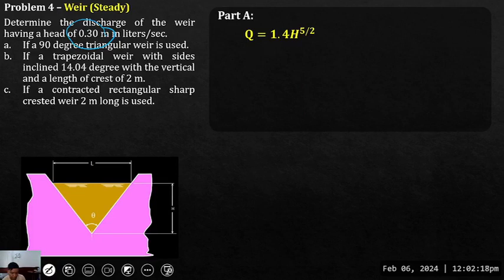Okay, so again, as mentioned, pinapagamit yung 90-degree na triangular weir. So for a 90-degree triangular weir, yung formula po natin is isa lang, na 1.4 H to the 5 halves. Huwag ka na mag-isip. Yan na yung gamitin mo. Okay, tas substitute mo na lang yung H na 0.3. Ayan, raised to 5 halves.